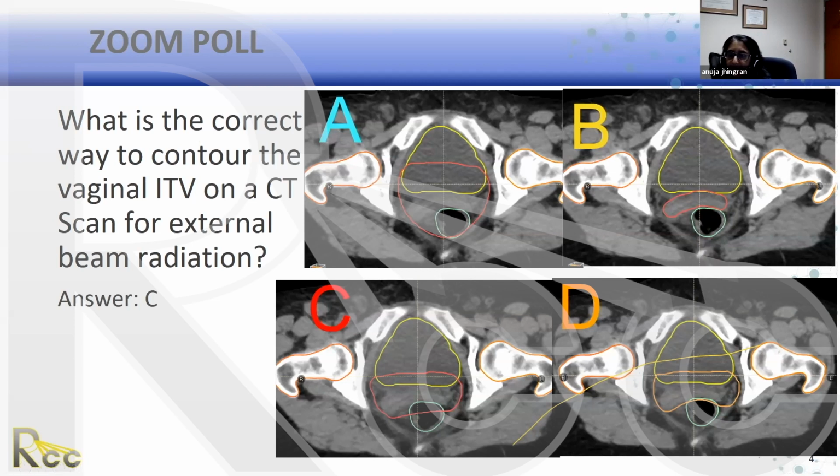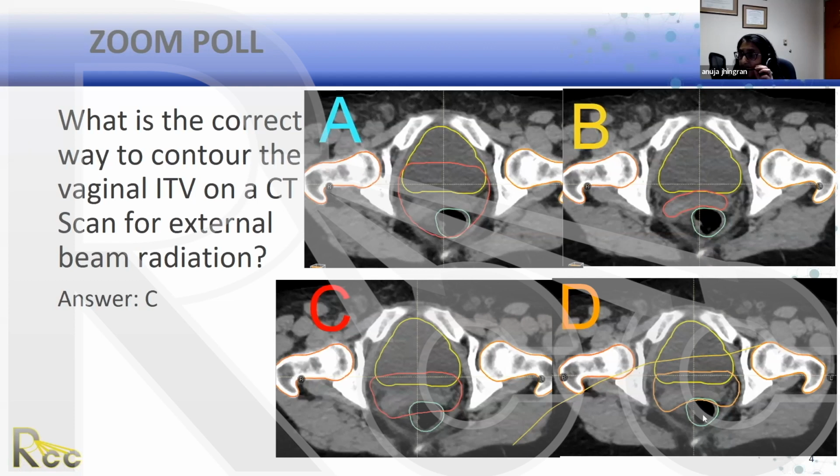So let's talk about why and what. C is the right answer. The issue with D is, and this is the most common mistake I see, and that's why I really wanted to show this: you carve out the rectum. The problem is if the rectum filling changes, because there is a little bit of air in the rectum right now. If that air went away, what would happen?